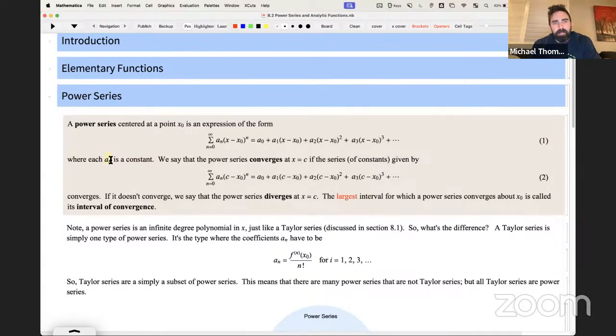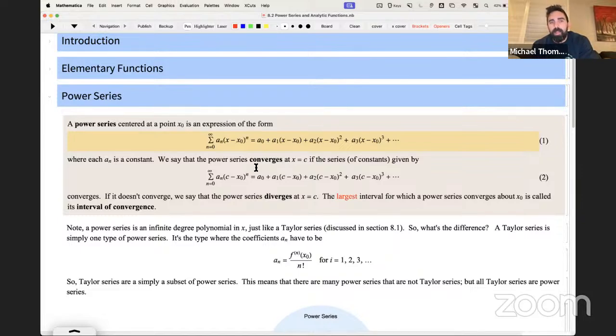Now, you'll notice a power series is different than what we called series before, or series of constants. What makes it different is it's got this variable x involved. So you might ask, well, this is a different object, so how do we talk about convergence?